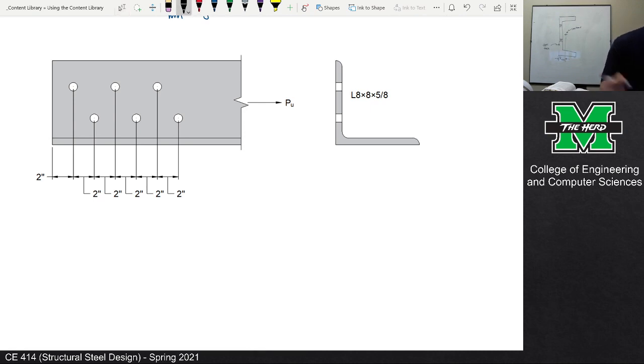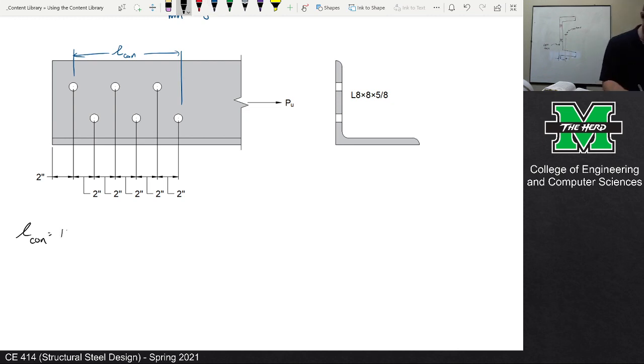I want to see if we can knock out this one real quick. This is an L 8 by 8 by 5/8. Real quick, can somebody tell me what is the length of the connection? Let's see if anybody can eyeball that. And remember, the definition is we go from out to out. That is LCON. And so I've got 10 inches.